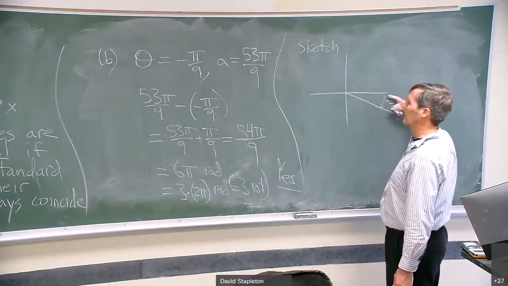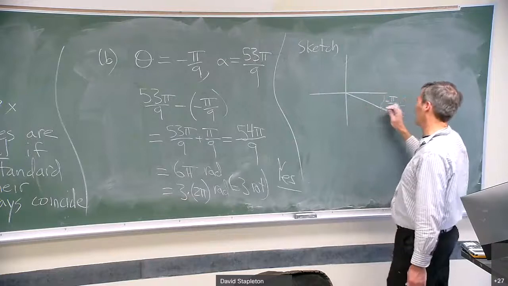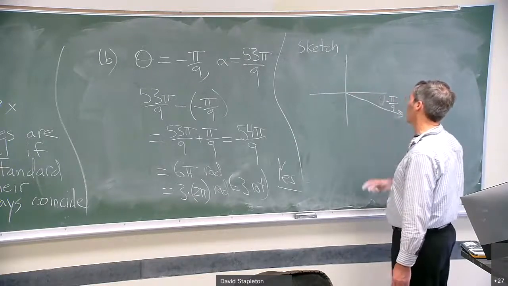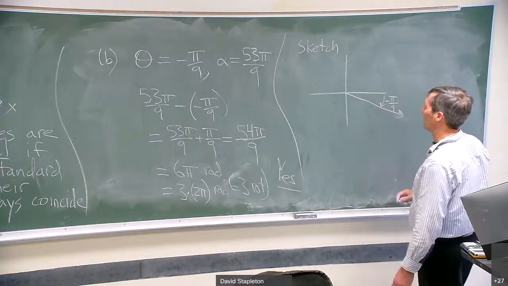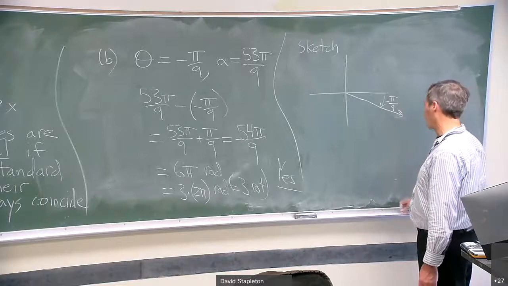So 4.5 of these to get over to here. It needs to be a little less than a quarter. Maybe it's even a little less than that. But it's something like that. It's a little less than a quarter of a right angle. All right, so now I've got that one. I have to sketch it clockwise because it's negative.